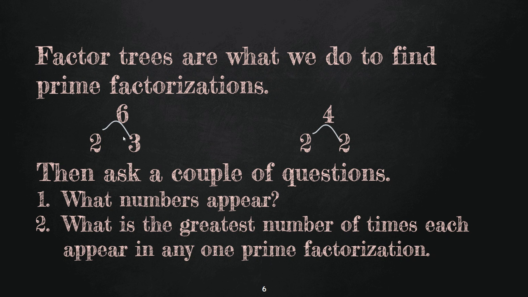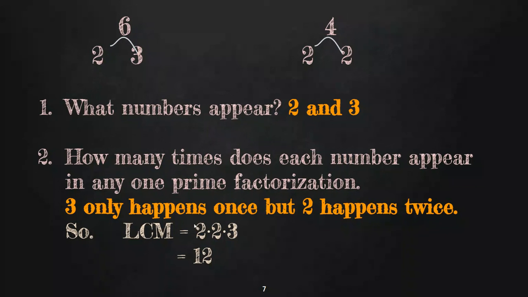And then you ask what is the greatest number of times each appears in any one prime factorization. So which one of these has the most 2s? 4 does. There's 2 of them. Which one has the most 3s? 6. But there's only 1. So what you will do is take the amount of numbers that appear the most. Since there were 2 2s in 4, you use 2 2s and only 1 3.